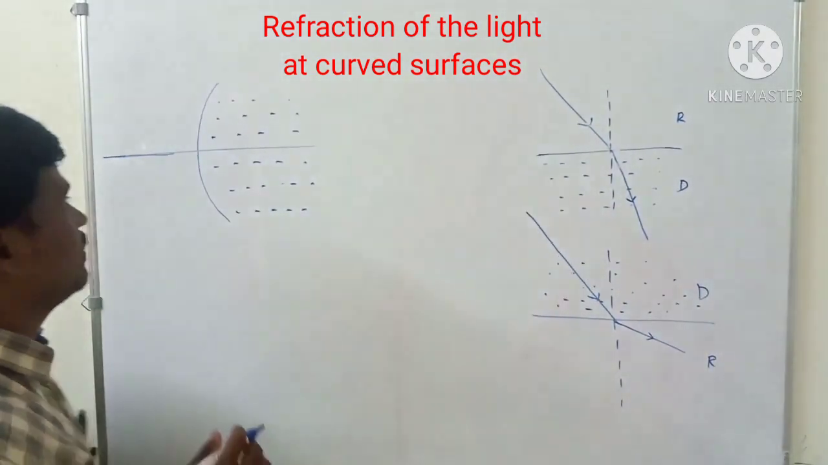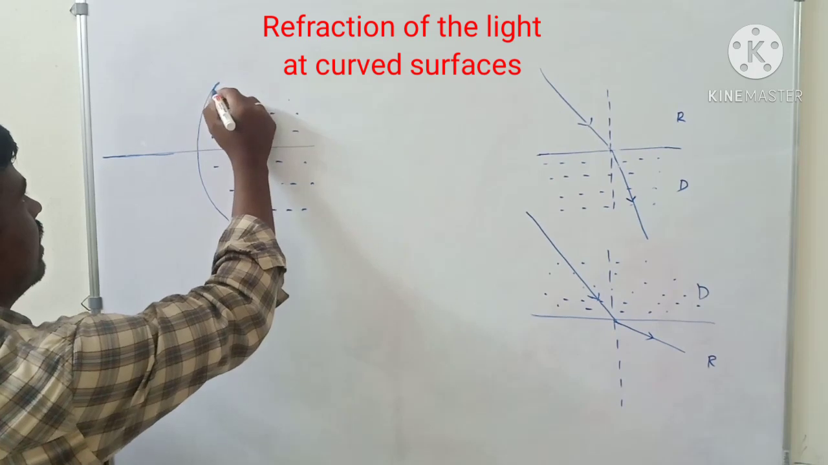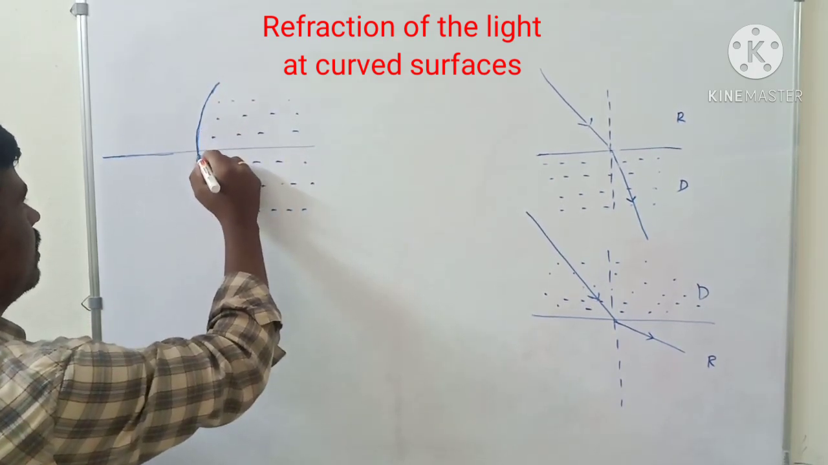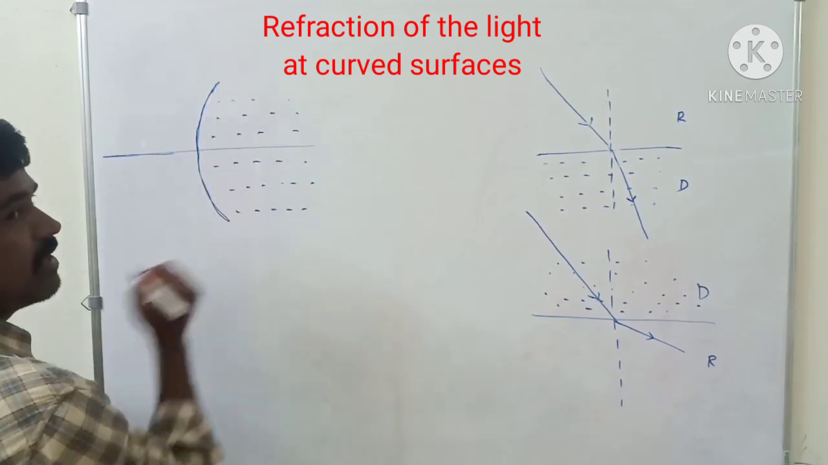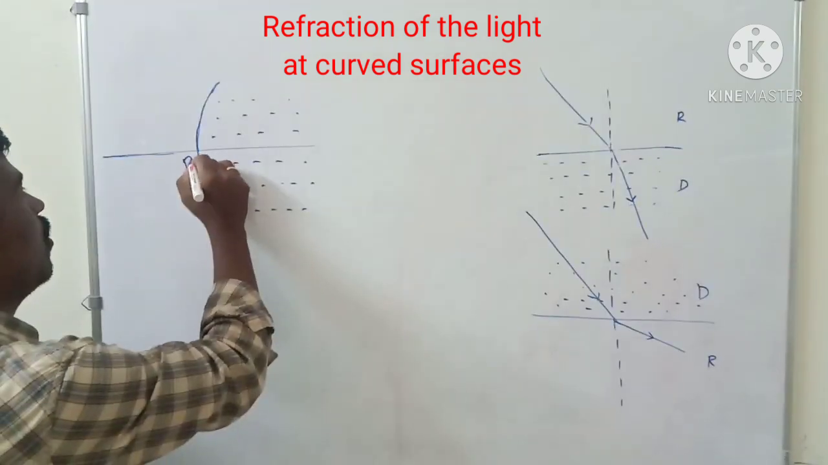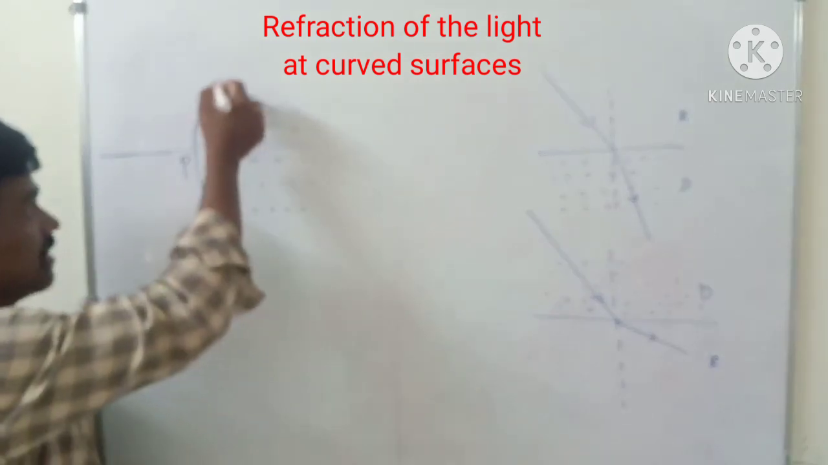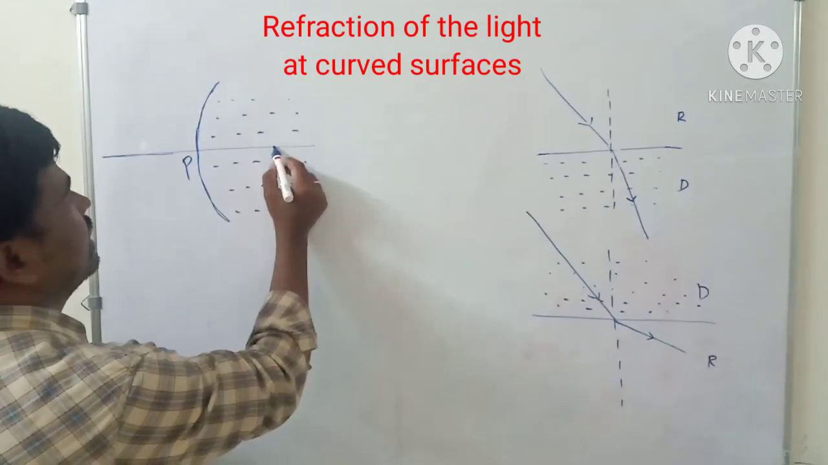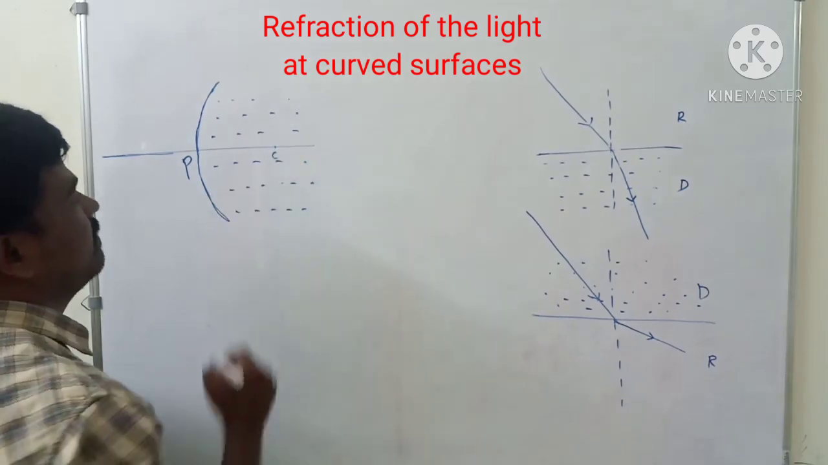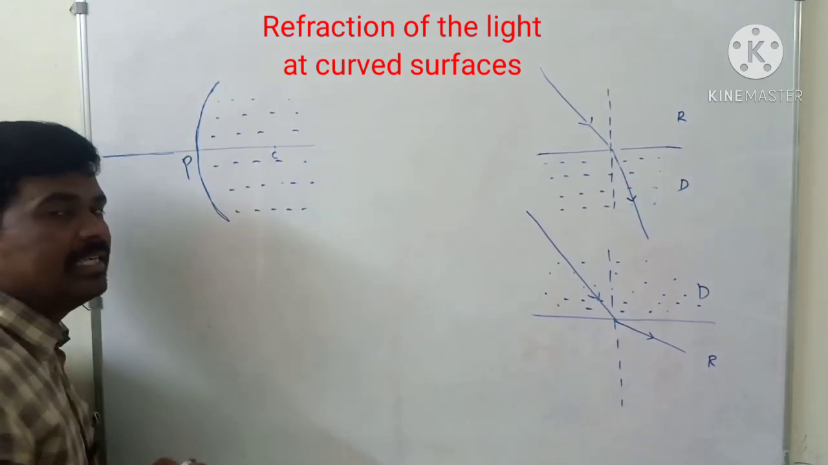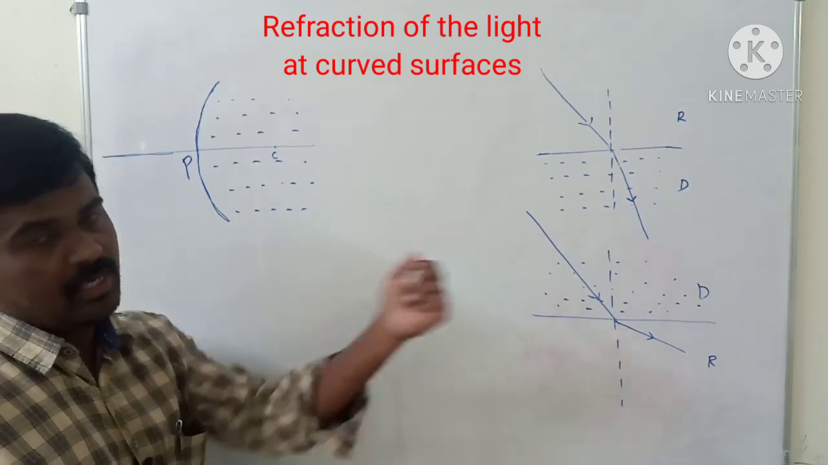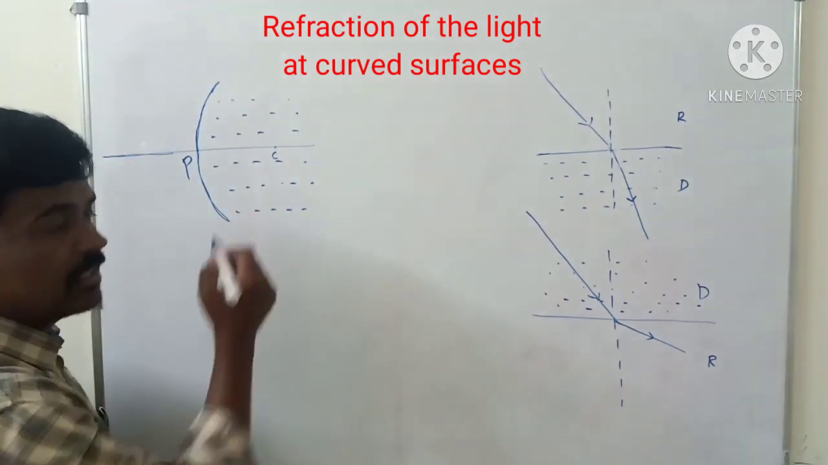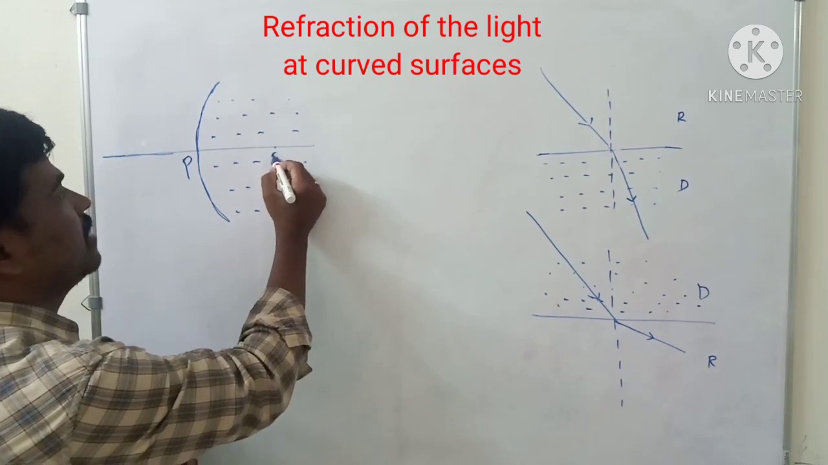So here also let me tell you, this is the curved surface. The middle point of the curved surface is called the pole, and another point is there, that is C. We can call it the center of curvature. We already knew this in the first lesson, but here we define it a little bit differently.